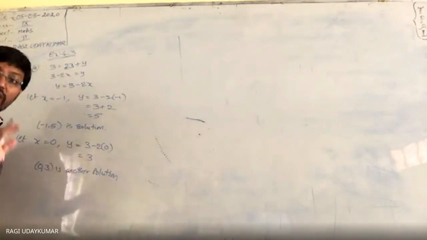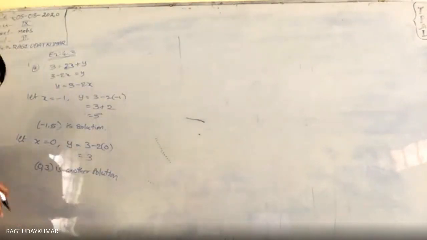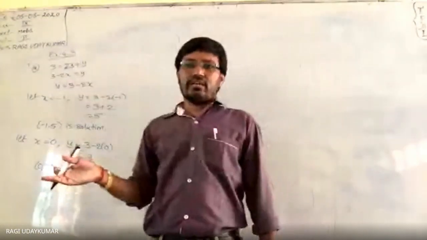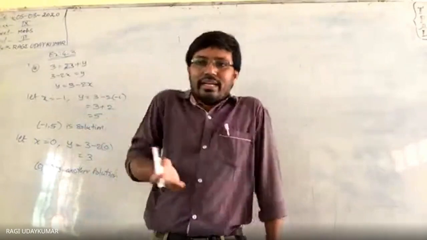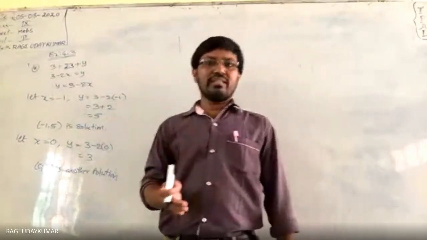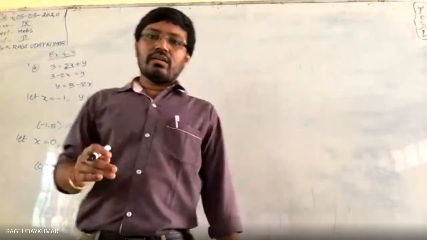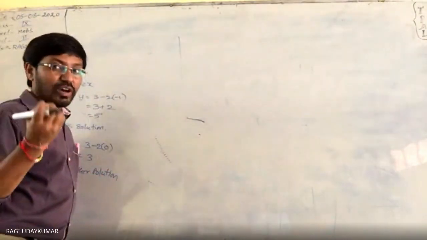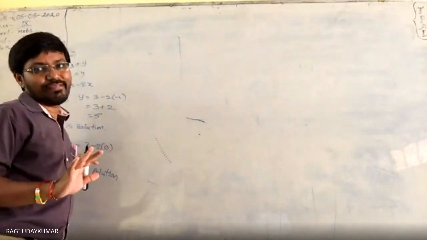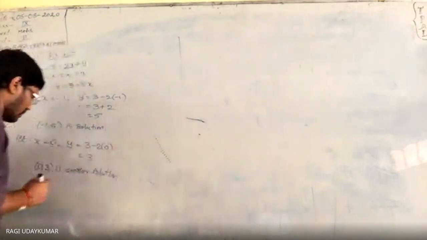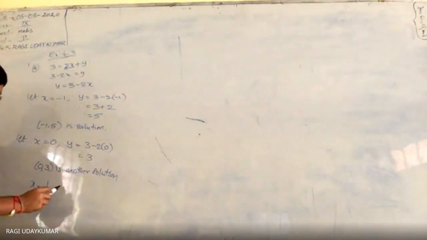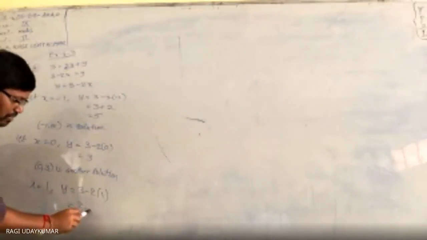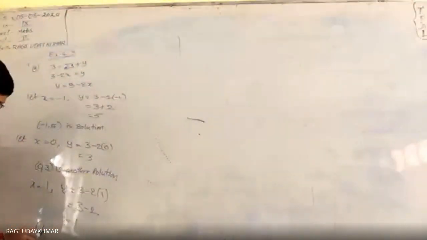These 2 is enough if you are doing correct. But sometimes as we are human beings, I may also make some mistake in confusion. It doesn't matter, but everyone has to do it correctly. That's why better you take 2, 3, 4 points also. Because a small mistake, whatever you did, you will be able to identify with the graph when you are drawing. X is equal to 1 I take. y is equal to 3 minus 2 into 1, which is equal to 3 minus 2, which is equal to 1. So 1 comma 1.